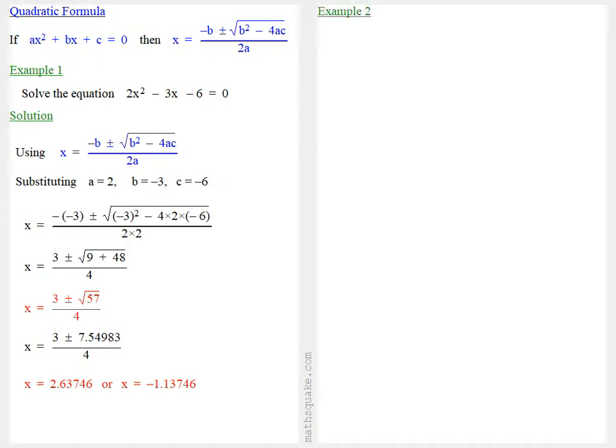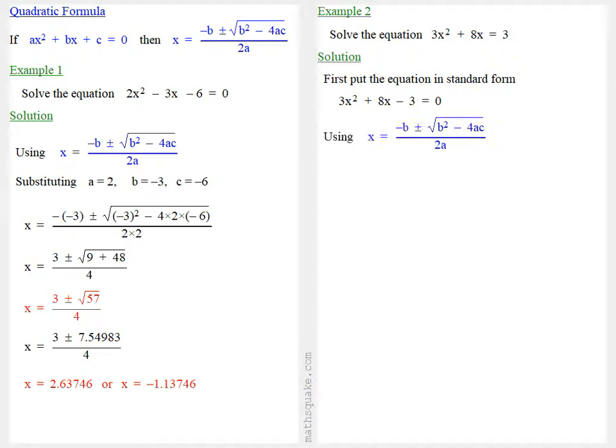Let's look at a second example, the equation 3x squared plus 8x equals 3. Now the first thing to do is to put that equation in its standard form. So that's 3x squared plus 8x minus 3 equals 0. Now in the formula we substitute a is 3, b is 8, and c is minus 3. So x equals minus b, now that's minus 8, plus or minus the square root of b squared, which is 8 squared, minus 4ac, which is minus 4 times 3 times minus 3, all over 2a, which is 2 times 3.